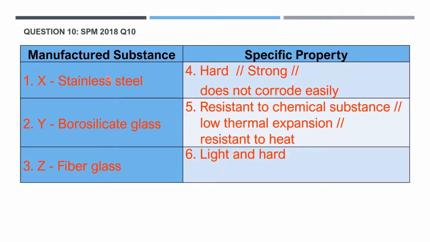Simple answer. Manufactured substance. Point 1. X is stainless steel. Specific property: hard or strong or does not corrode easily. 2 is Y, borosilicate glass. Specific property is resistant to chemical substance or low thermal expansion or resistant to heat. 3 Z, fiberglass. Specific property is light and hard.